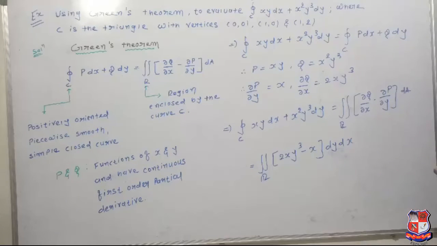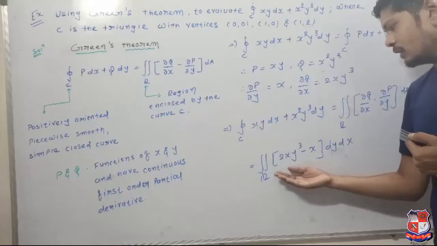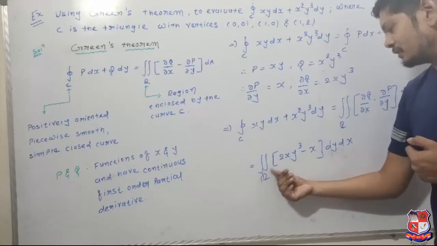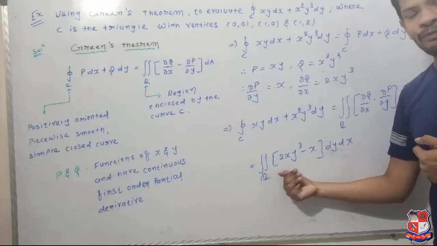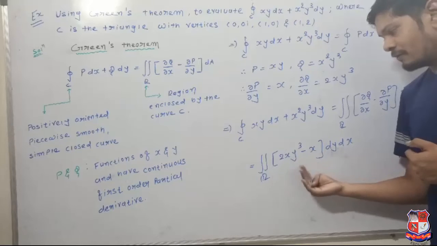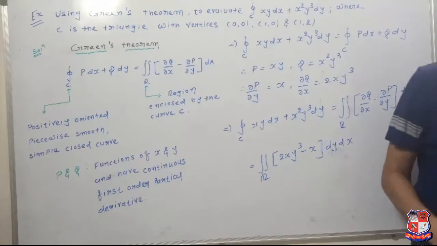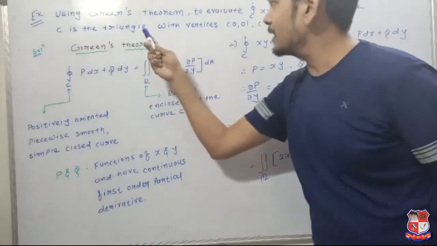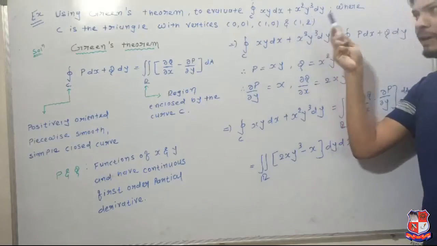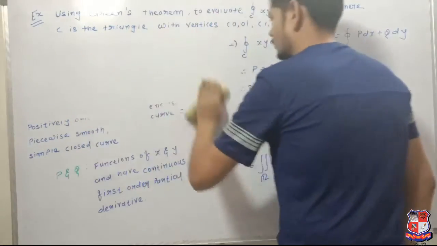Now to find this integration, we need to mention the limits of integration. So here we have to find the limits of x as well as y. How can we find the limits of x and y from here? Observe the problem. It says C is the triangle with vertices (0, 0), (1, 0) and (1, 2). So let me try to draw this triangle.